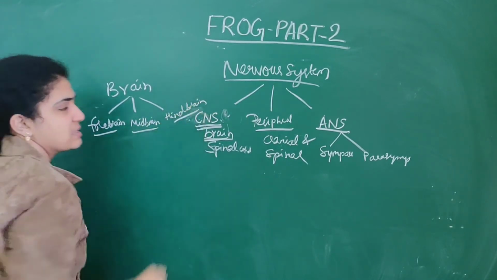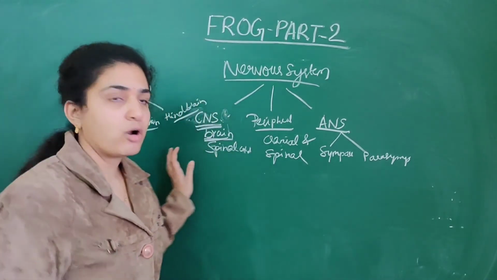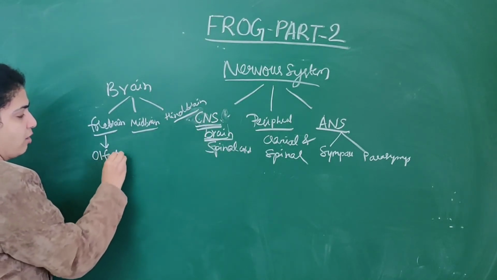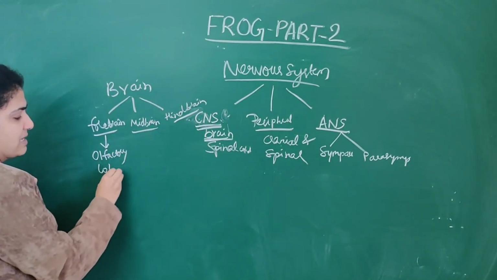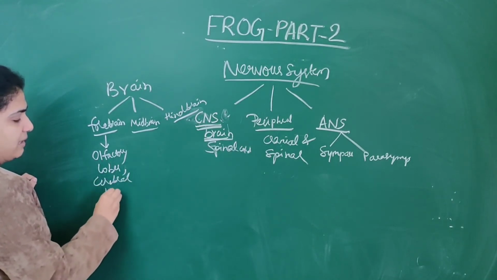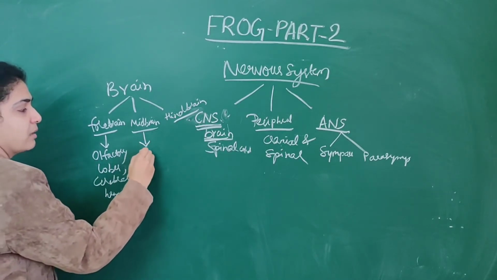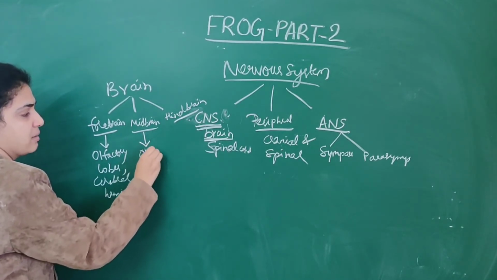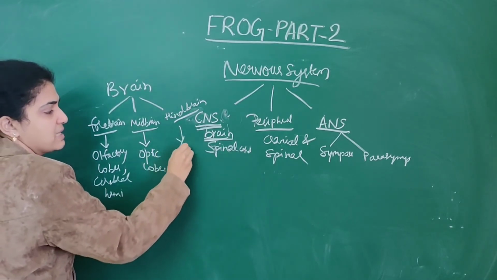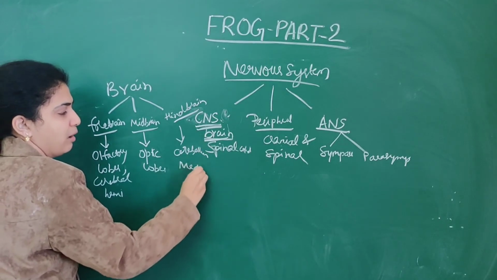Forebrain, midbrain as well as hindbrain. In the forebrain mainly what is present is olfactory lobes as well as cerebral hemispheres. When it comes to midbrain, optic lobes are present. When it comes to hindbrain, cerebellum as well as medulla oblongata.